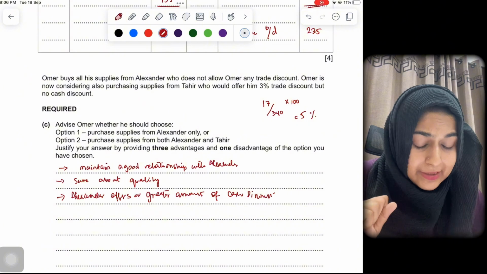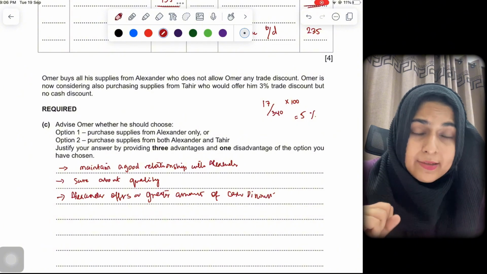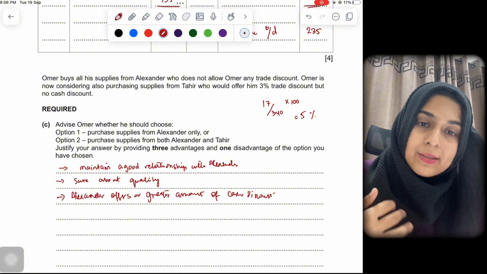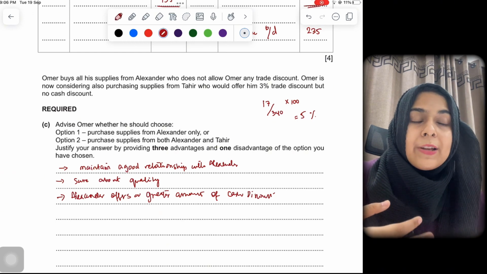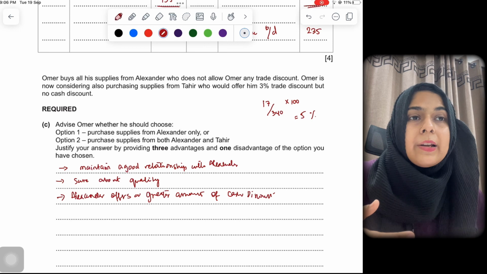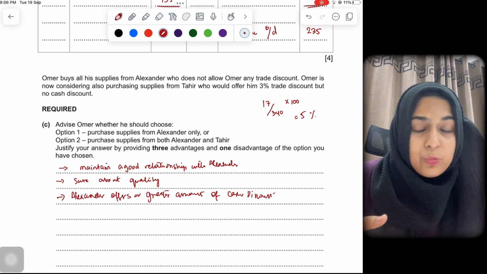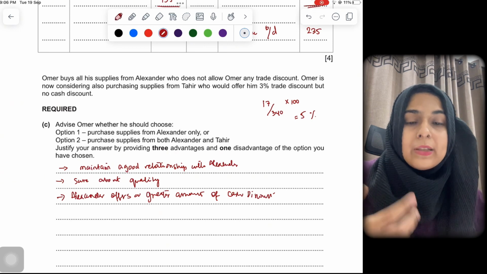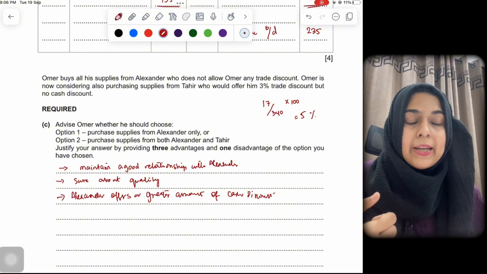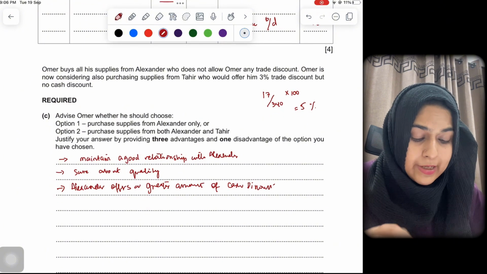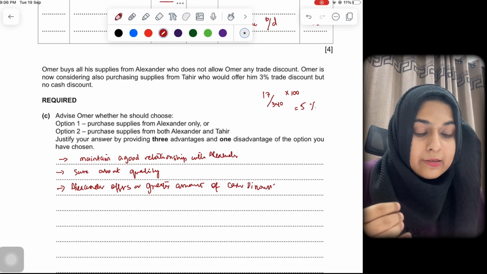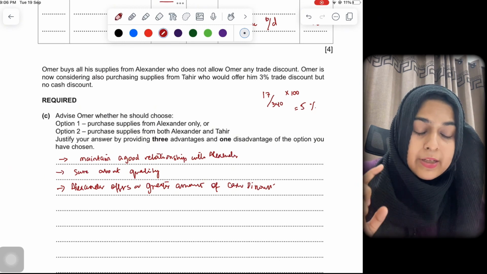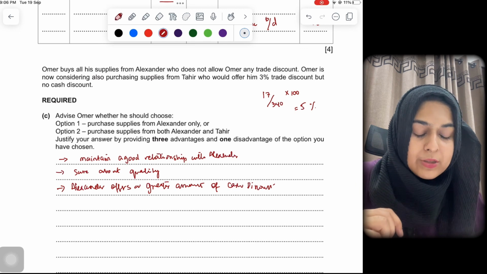A disadvantage of buying from Alexander is that you're too dependent on one supplier only. In real business scenarios, you should have multiple suppliers. If you're short of supplies with one supplier, then you can always go to the other supplier and buy goods from that supplier. So the disadvantage is that Umar is being too dependent on one supplier if he only buys goods from Alexander.